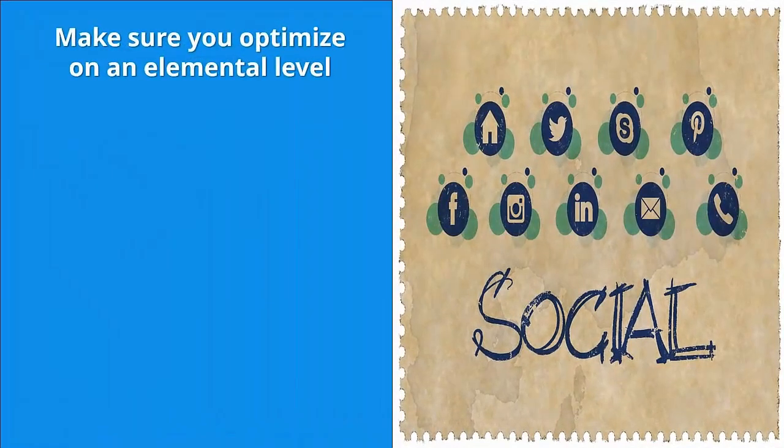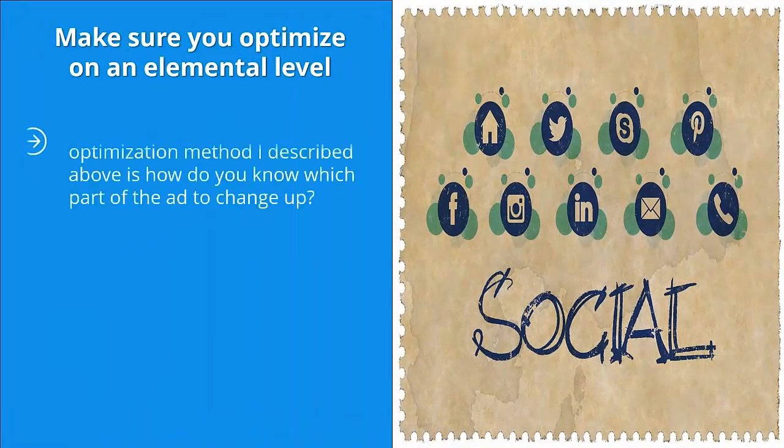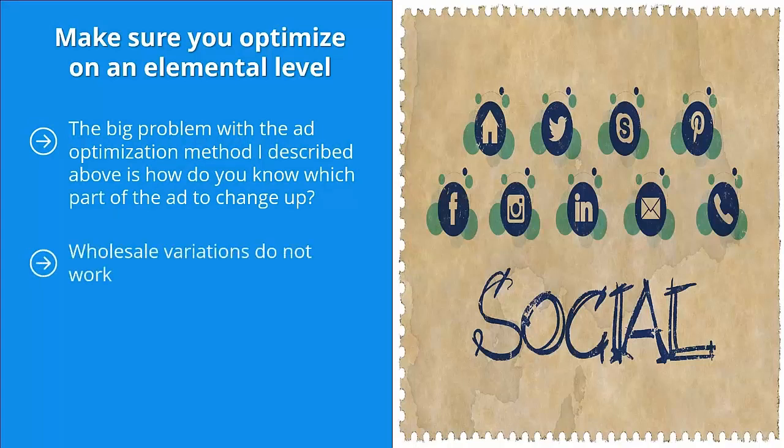Make sure you optimize on an elemental level. The big problem with the ad optimization method I described above is: how do you know which part of the ad to change up? How do you know which part of the ad to optimize? Wholesale variations do not work.